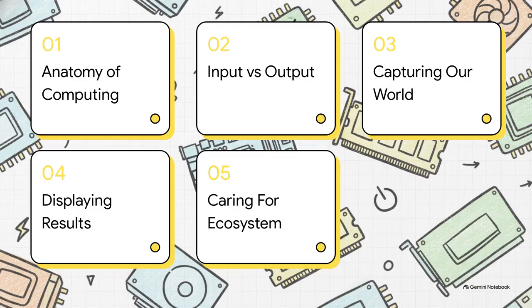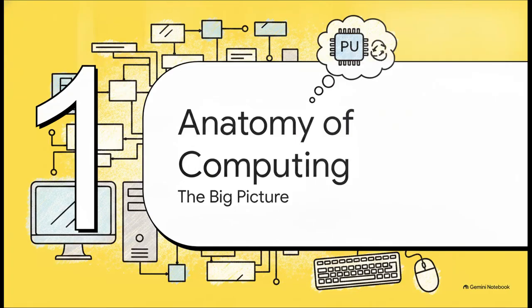To get us there, here is a quick roadmap of what we'll be covering today. First, the anatomy of computing. Then, the great divide between input and output. After that, capturing our world, displaying the results, and finally, caring for your ecosystem. All right, let's jump right into section 1, the anatomy of computing, and take a look at the big picture.